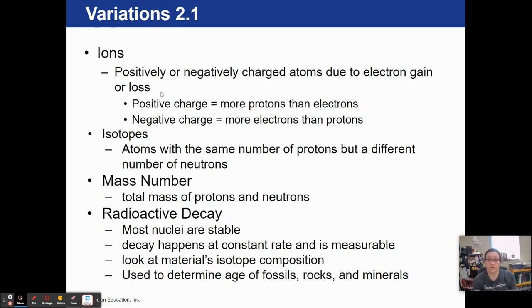old something is. So if we find a rock that has, let's say, carbon in it, and we know that carbon should have a certain number of protons and a certain number of neutrons, and we find this carbon that has the right number of protons but not as many neutrons, we can look at how many it has and compare that to its known decay rate and be able to tell you how old that rock is.